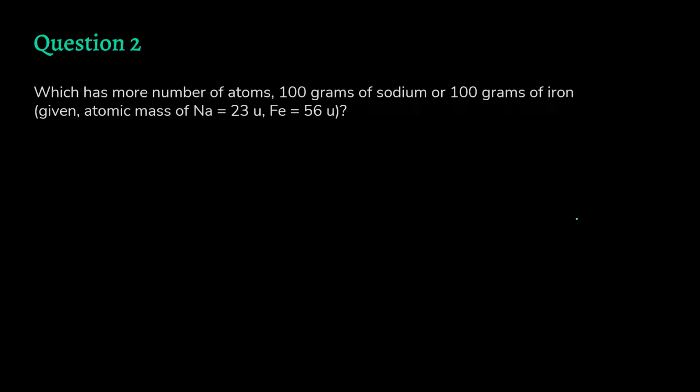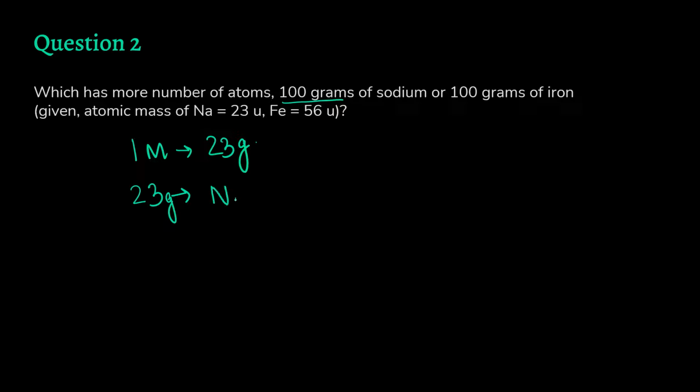Which has more number of atoms, 100 grams of sodium or 100 grams of iron? Given atomic mass of sodium is 23 u and for iron is 56 u. So fair enough, we go with this question in a similar way to the previous ones. We know that for 1 mole of sodium we have 23 gram atomic mass, and we have to calculate how many atoms would be there in 100 grams.